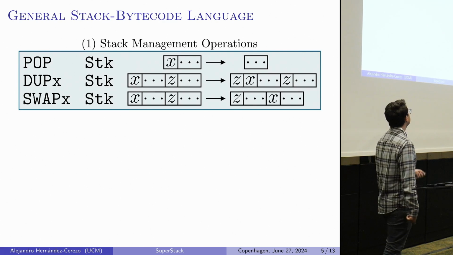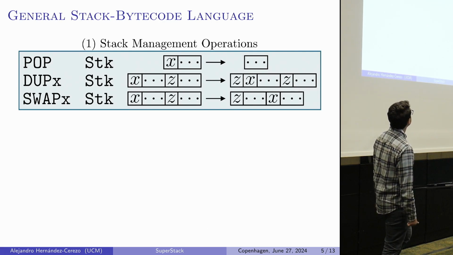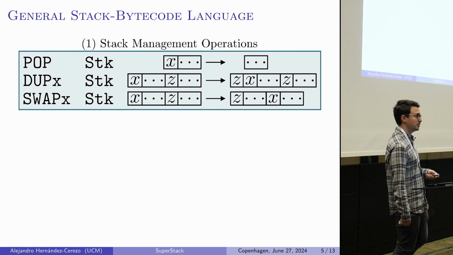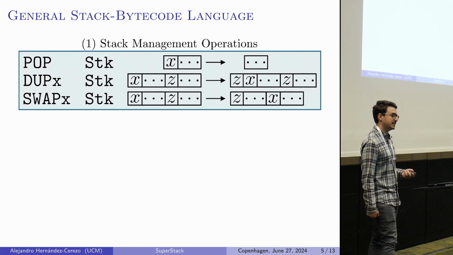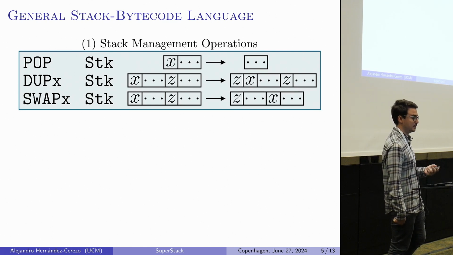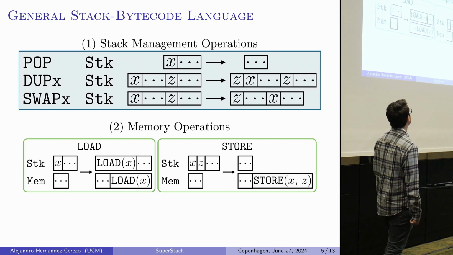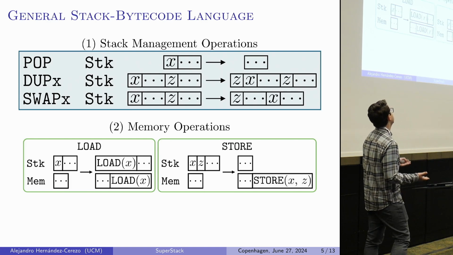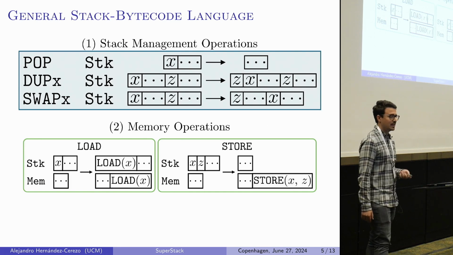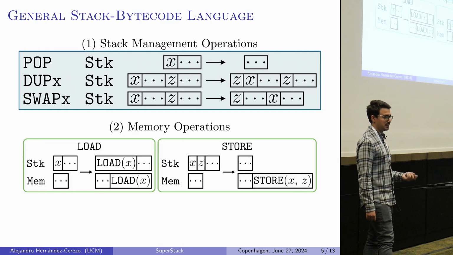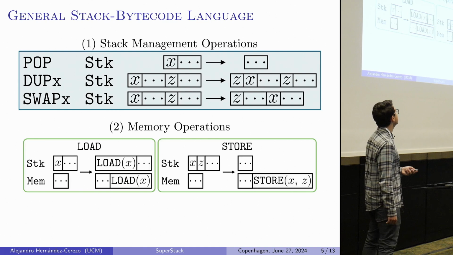So first, I'm going to introduce a bit the general stack bytecode language. So we have 4 different types of operations. The first one are the stack management operations, which are the ones that are operating directly over the stack. So we have pop, dup, that duplicates elements, and swaps, that swaps elements with the topmost one. Then we have some kind of memory operations. So here we are not assuming a concrete memory model, but instead we have some generic load and store operations. And the important thing here is that we annotate the different memory instructions we perform, so that later we have to consider the order in which they were in the initial sequence.